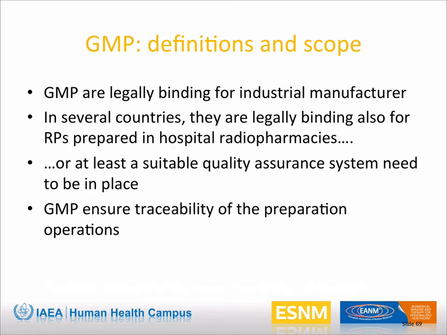Indeed, GMP are legally binding for industrial manufacturers, and in several countries they are legally binding also for radiopharmaceuticals prepared in hospital radiopharmacies. In case they are not legally binding, at least a suitable quality assurance system needs to be in place. GMP ensure traceability of the preparation operations.